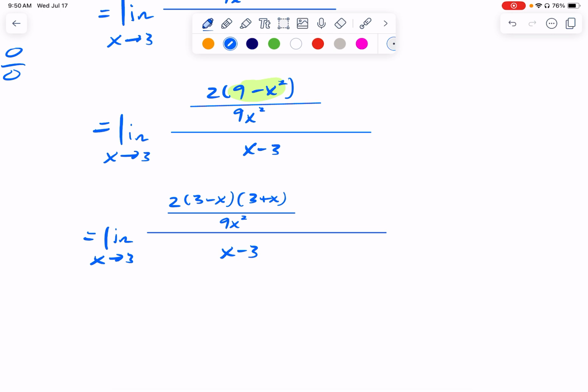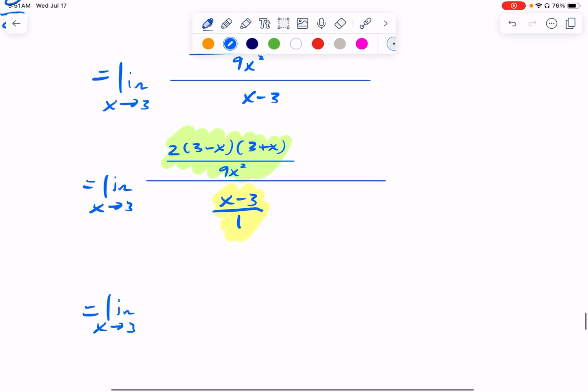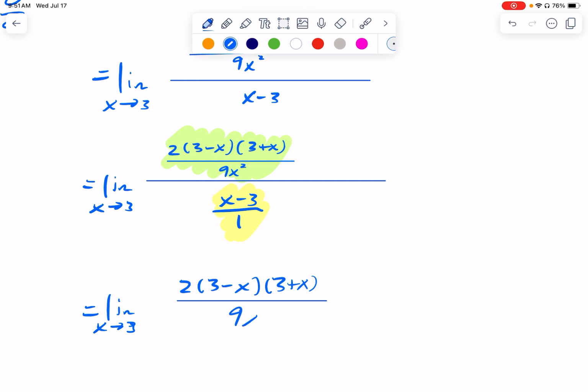Now, some people have better intuition for this than others. This whole numerator is a fraction. Sometimes people, to create a sense of balance, just want to write over 1. So then we can look at this whole thing as a fraction divided by a fraction. And hopefully you remember that to divide fractions, you multiply by the reciprocal of the one on bottom. So what we have here is 2 times 3 minus x times 3 plus x, all over 9x squared. Here it is all factored out, times the reciprocal of the bottom.